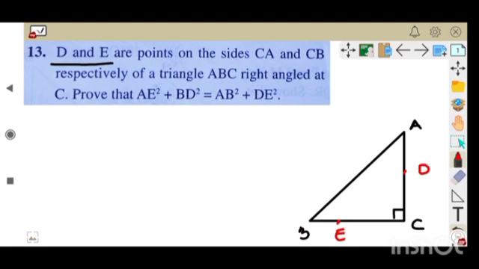So how do we get AE? Only when I join AE. So now let's join AE. Next we have to join BD. Next DE.